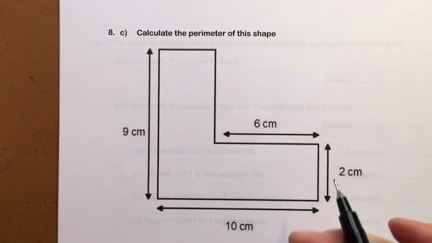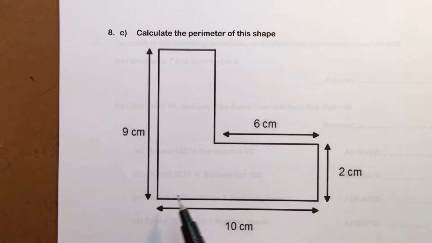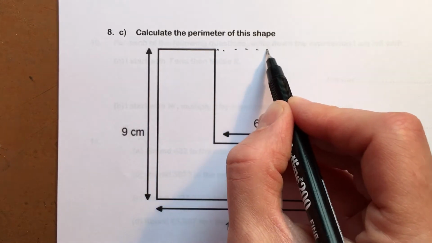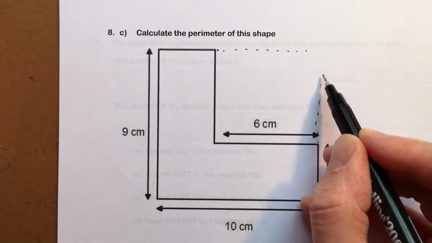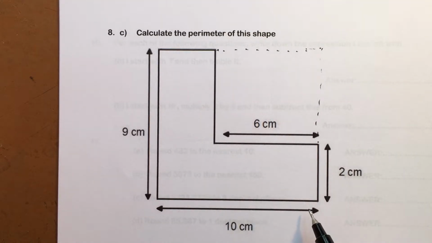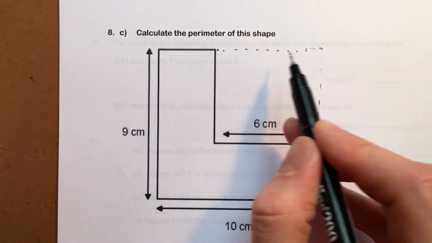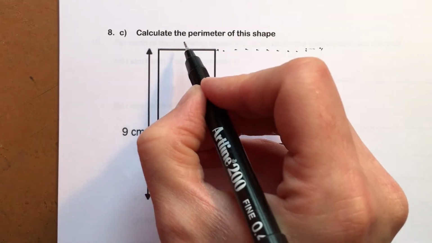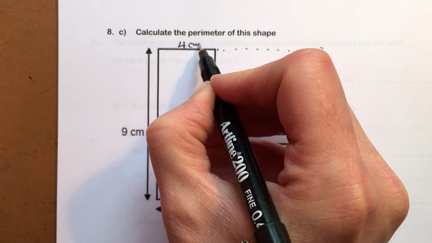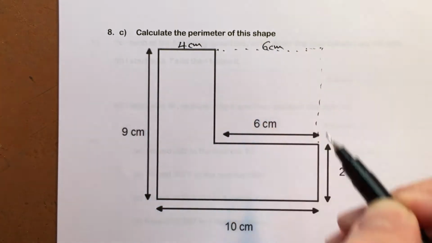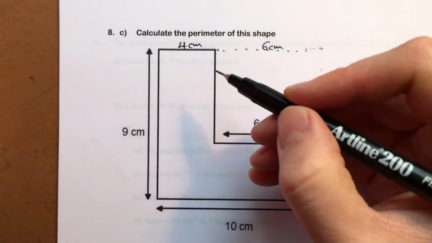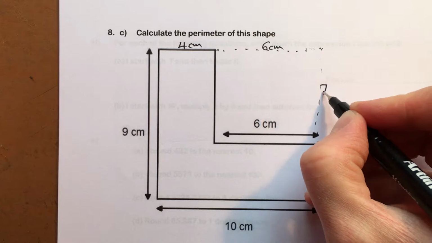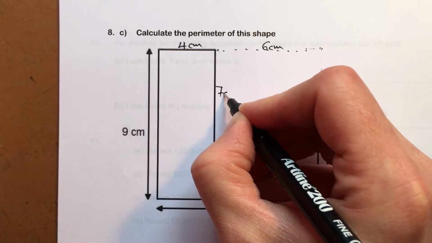Perimeter of this shape. Again, we've just seen one of these, but there's no squares to help us now. We can imagine this is a big rectangle going out across here, coming up here. Then this side length would be the same as this side length, so all of this would be 10. If all of this is 10 and this bit is 6, this bit would have to be 4 centimetres. By the same logic, all of this is 9. If this bit is 2, this bit would need to be 7.